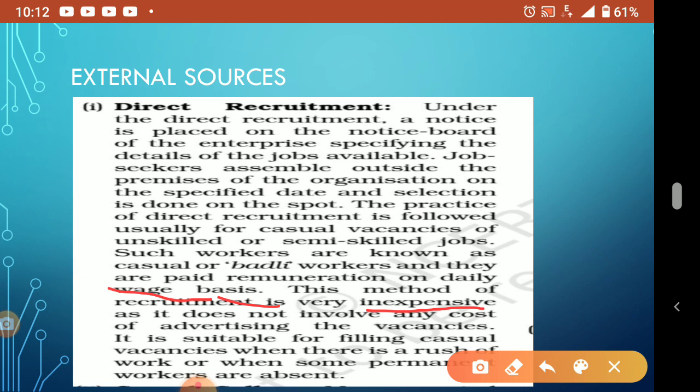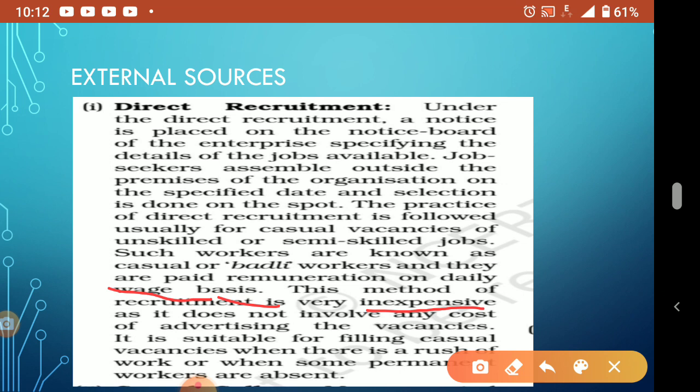So if we are in emergency or in urgent need of employees, we can use this direct recruitment method. What you have to do is just place a notice in front of your office. You give a date also, people will assemble in front of your premises on that particular day, and you can select them according to some standard and basis. You can form and select good people.